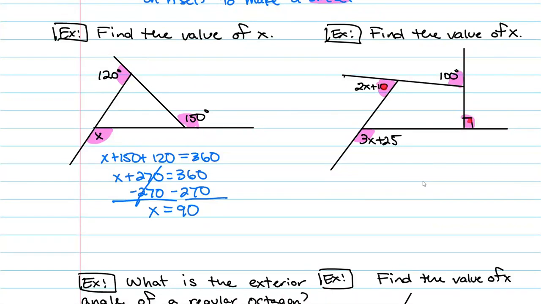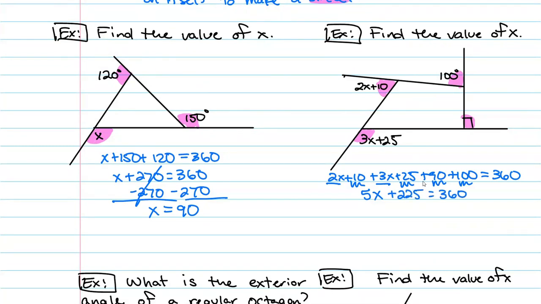But these angles are all on the outside and they're all on the same side, so I can go ahead and just start writing my formula. I get 2x plus 10 plus 3x plus 25 plus 90 plus 100 is going to equal 360. We're just going to combine like terms. I know that looks really complicated, but honestly, it's really not that bad. 5x, and then if I add the 10 with the 25 with the 90 and the 100, I get plus 225 is equal to 360.